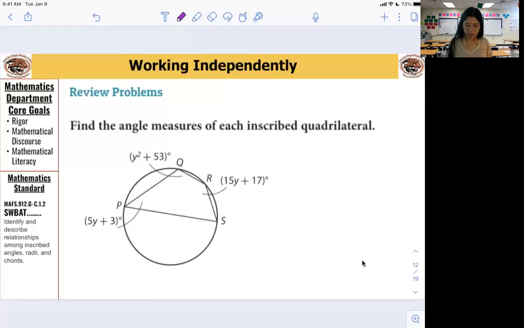All right. Find the angle measurement of each inscribed quadrilateral. So in this one, I would like you to tell me what is the measure of angle S. I'm going to give you guys a full 5 minutes on this one, but you have to send it to me in the chat privately for participation grade. I'm still writing it down.